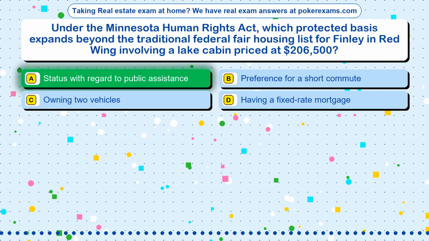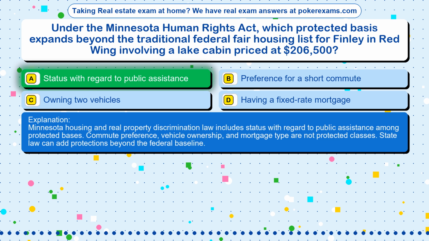The correct answer is option A, status with regard to public assistance. Minnesota housing and real property discrimination law includes status with regard to public assistance among protected bases. Commute preference, vehicle ownership, and mortgage type are not protected classes. State law can add protections beyond the federal baseline.